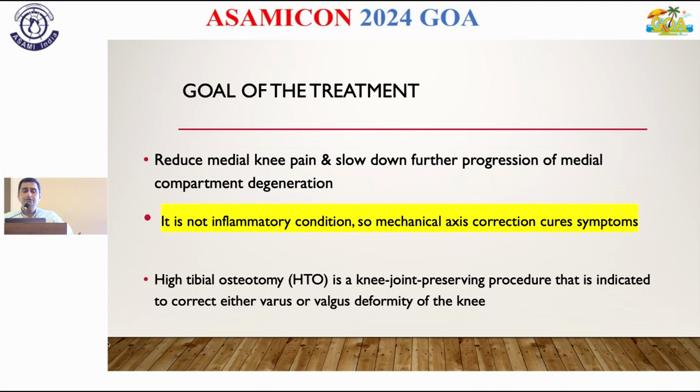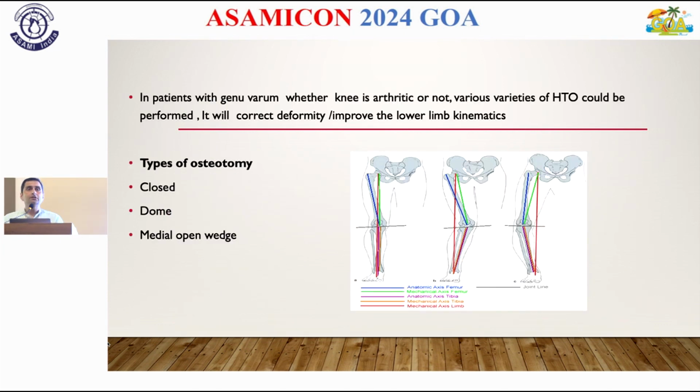So the goal of the treatment is to reduce the knee pain and slow down the degeneration process of the medial compartment. As you all know, it is not an inflammatory condition, therefore mechanical axis correction cures the symptoms. The usual presentation of this medial compartment osteoarthritis is a varus deformity. So a patient with a genu varum deformity, with or without arthritis, can be treated by a high tibial osteotomy.